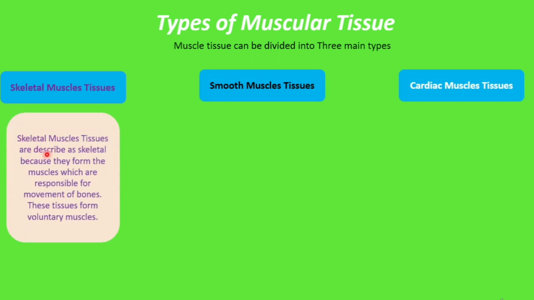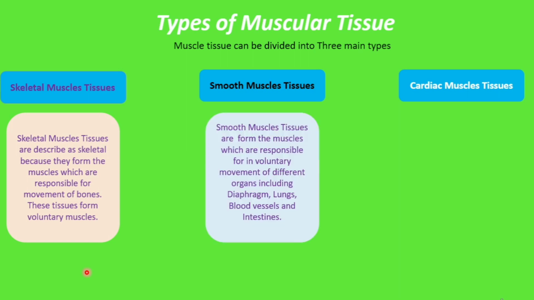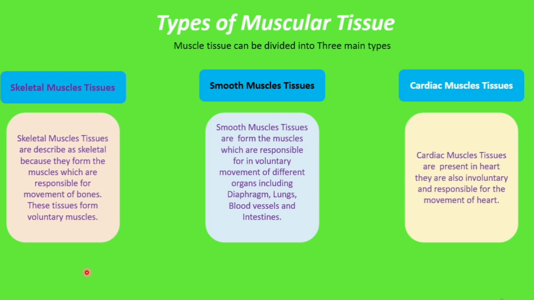Skeletal muscle tissue is described as skeletal because it forms the muscles which are responsible for the movement of bones. These tissues form the voluntary muscles. Number 2, smooth muscle tissue. Smooth muscle tissue forms the muscles which are responsible for involuntary movement of different organs, including our diaphragm, lungs, blood vessels, and intestine.